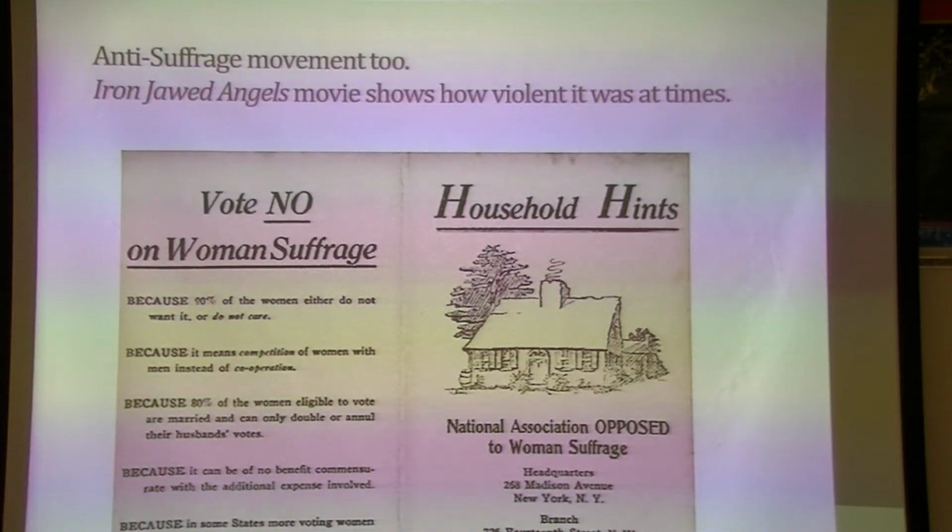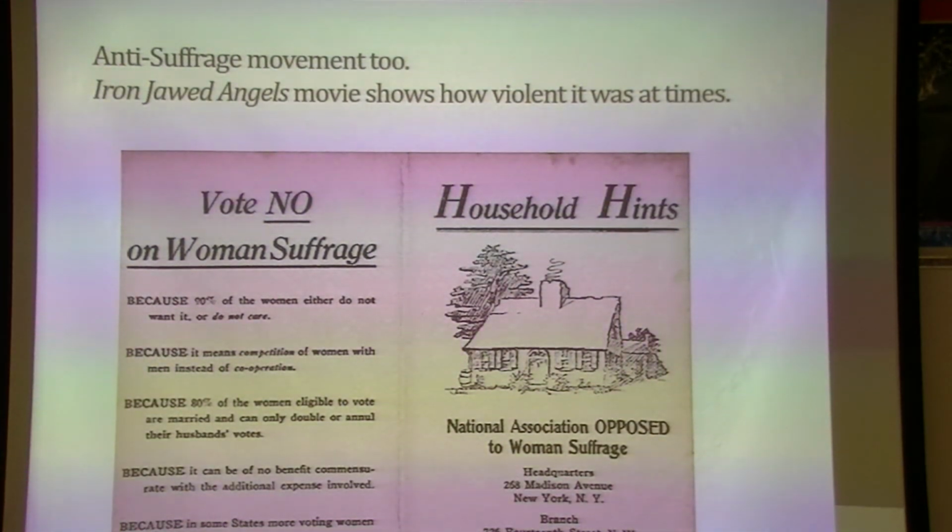There was an anti-suffrage movement also, and this is where, for the movie Iron-Jawed Angels, I'm going to be showing you a scene from that of a parade where they were attacked. There was violence against the women there, but that one goes through a whole lot of scenes of what Alice Paul and some of the others from the National Women's Party went through.